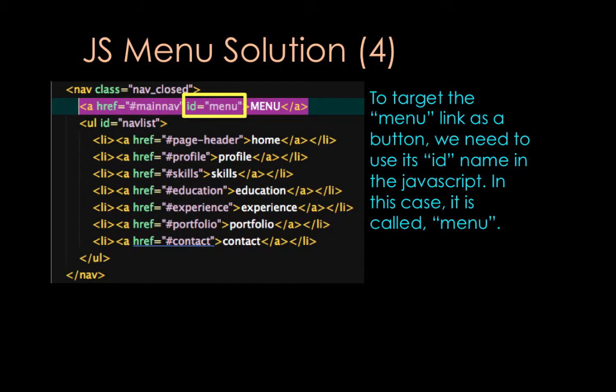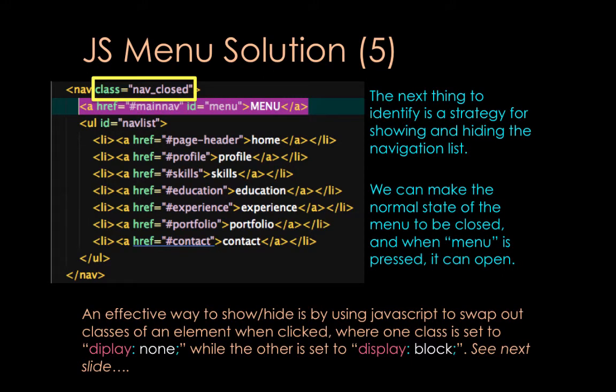Okay, so the other part of that is in that menu button, we have an ID that equals menu. Okay, that's really important. We have to target the menu link as a button in the JavaScript. So we need to use its ID in the name, all right, for the JavaScript. In this case, we're calling it menu. And also, we need to identify a strategy for showing and hiding the navigation list. So we can make the normal state of the menu to be closed. And when the menu is pressed, it can open up.